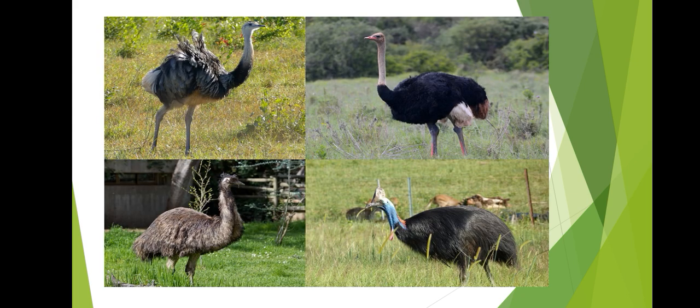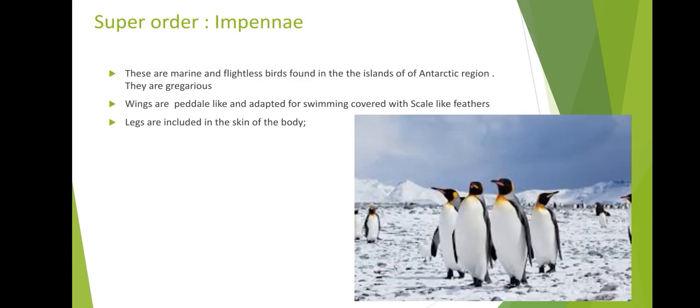In the diagram, in the picture, we can see the ostrich diagram. Okay, next one is order Impennae. The superorder Impennae are marine and flightless birds found in the islands of the Antarctic region, the southern seas. They are gregarious. Gregarious is nothing but organisms which live in large groups. Large groups, that's called gregarious.